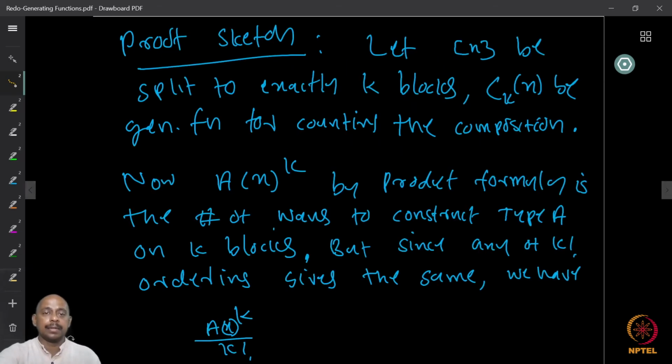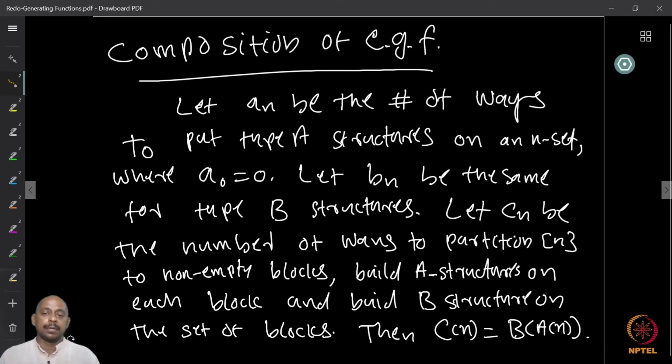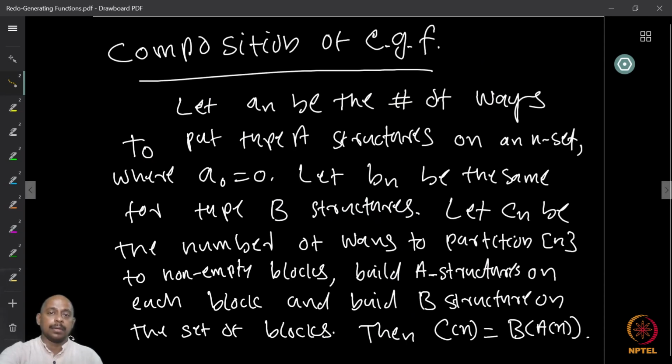So we have shown that if I take a set, partition it into non-empty blocks, put type A structures on each block, then put type B structures on the set of A-type structures, and what we get is counted by the sequence C_n, then C(x), the generating function for C_n, is the composition of A(x) into B, the substitution of A(x) into B. So that is the composition of generating functions.